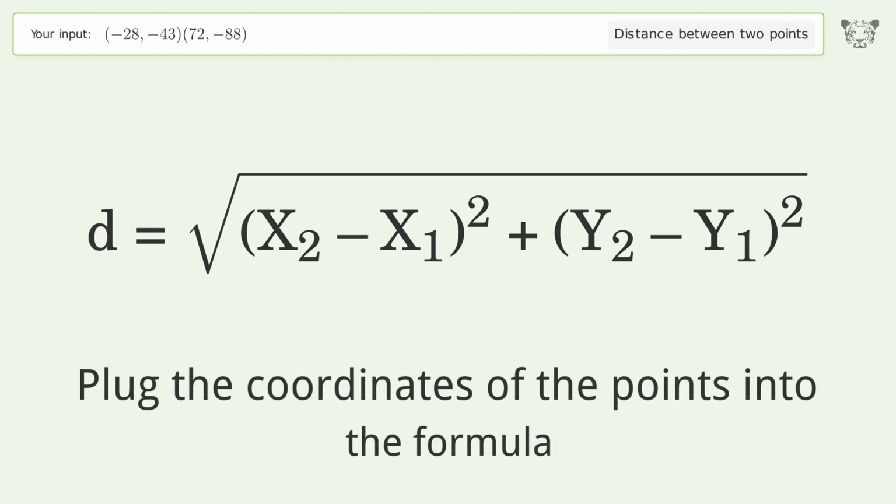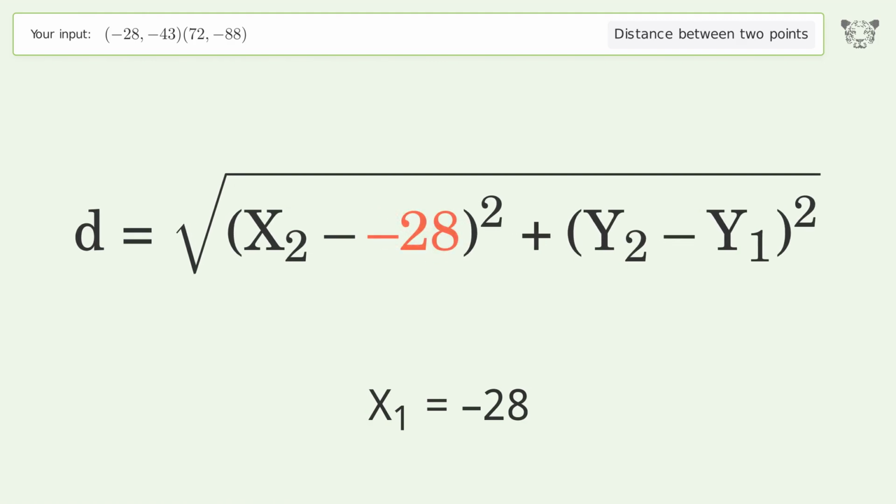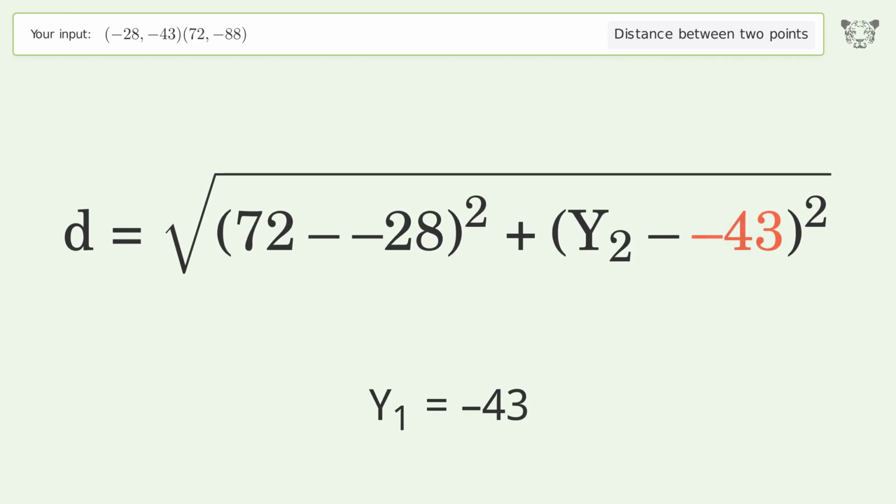Plug the coordinates of the points into the formula. x1 equals -28. x2 equals 72. y1 equals -43. y2 equals -88.